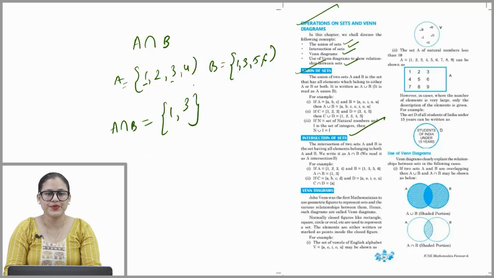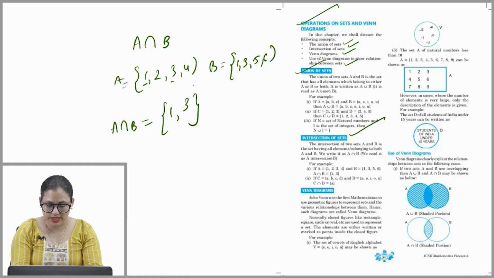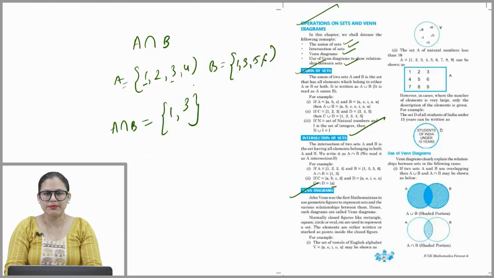Number 2, if C is equal to a, b, c, d and D is equal to a, e, i, o, u, then C intersection D is only a, right? Next, Venn diagrams. John Venn was the first mathematician to use geometric figures to represent sets and the various relationships between them.